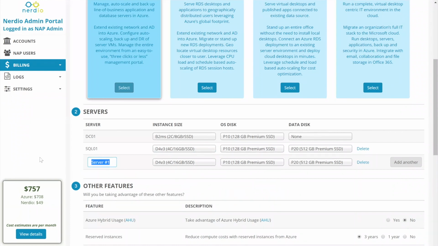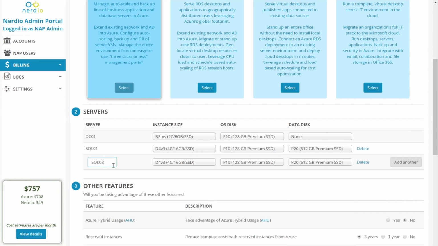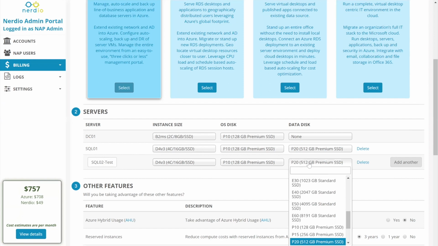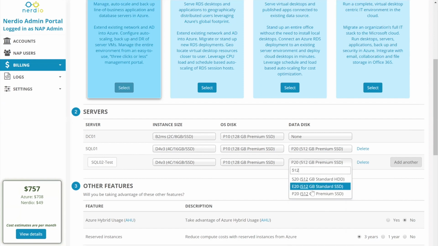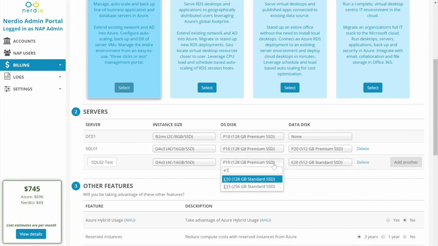So let's say SQL02, same kind of configuration, but this one is going to be maybe -test, and it needs a slower disk. So instead of it being 512P, let's make it 512E, and we'll do the same thing here. We're going to do E10, which is the C drive of standard SSD. Okay, and you can obviously add more.